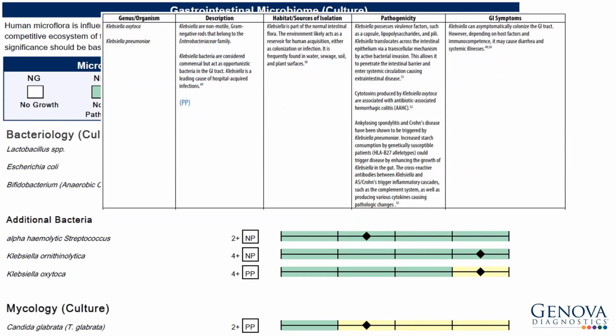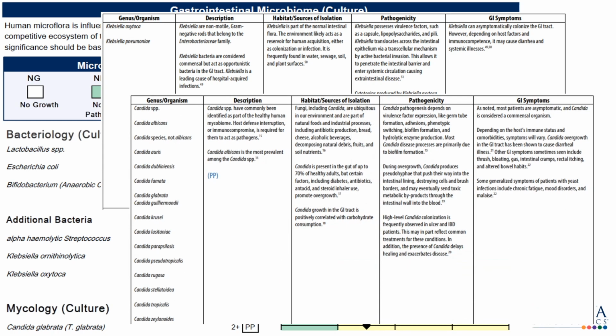So for this patient, there was one potentially pathogenic bacteria present. Here's a section on Klebsiella oxytoca from our pathogenic bacteria and yeast chart, which can be found on our website. Klebsiella can be associated with diarrhea. At the bottom, we see that there was a 2+ Candida glabrata yeast in the mycology section, which is a potentially pathogenic level.